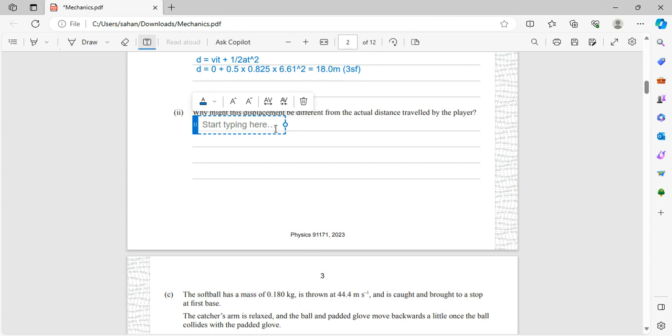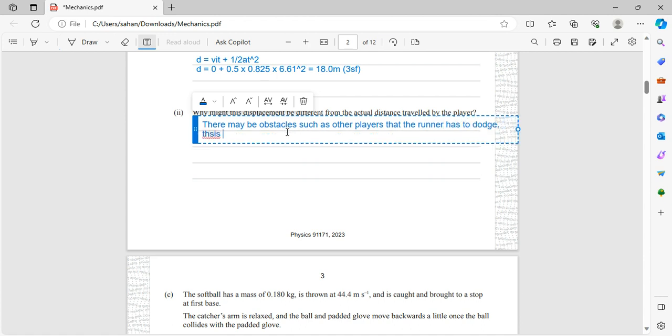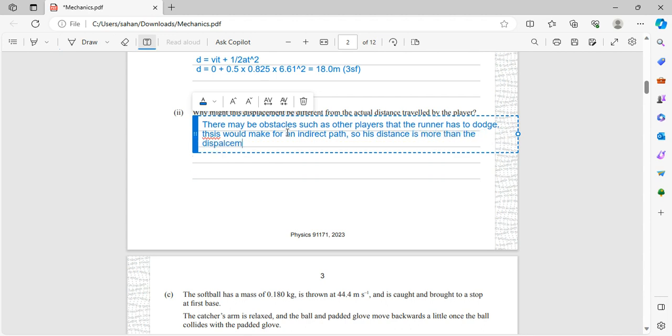Why might this be different? Well, as I explained before, this has to do with other players. So there may be obstacles such as other players that the runner has to dodge. This would make for an indirect path. So his distance is more than the displacement, the direct distance. Okay, I hope that made sense to you guys. And that is pretty much all for this question. Oh, sorry. That's wrong. Okay.